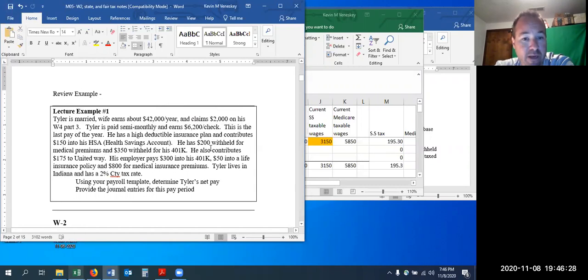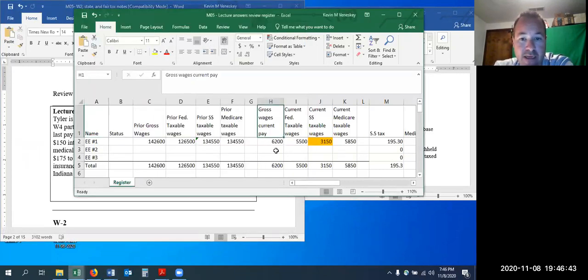Here's how much he puts away into the different options that he has available, how much he puts away into the United Way charity. And then his employer pays so much into these different items as well. All right, so let's go through here. He has $6,200 of gross pay.